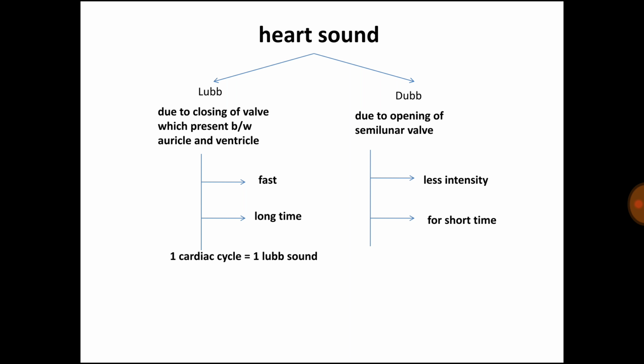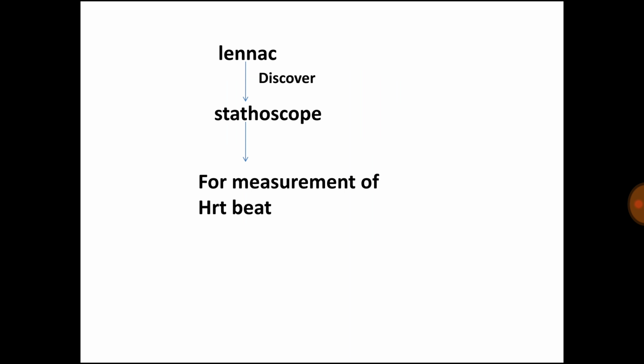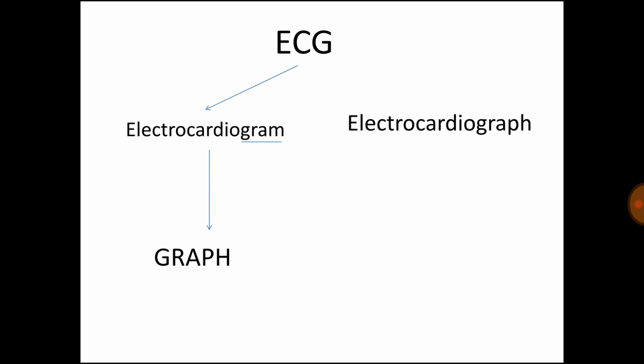And one cardiac cycle is equal to one lub sound plus one dub sound, and between two cardiac cycles a space is present known as pause where contraction stops. Next, we're talking about the scientist named Laennec, who discovered the stethoscope, which is useful for the measurement of heartbeat. And ECG is an electrocardiogram. As per the wording, electrocardiogram and electrocardiograph have different meanings. Gram means a graph, whereas graph means the machine. So whenever we say electrocardiograph, we are talking about the machine.